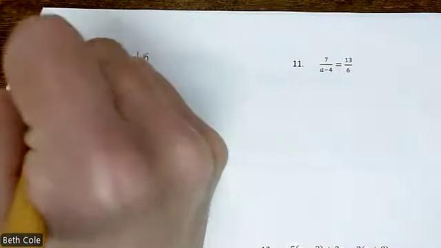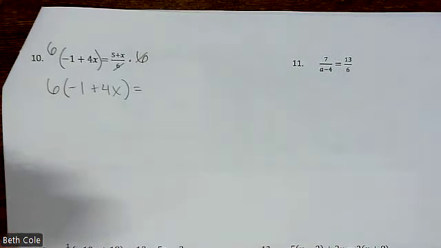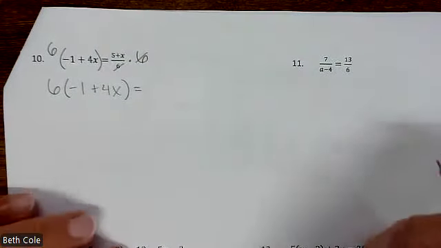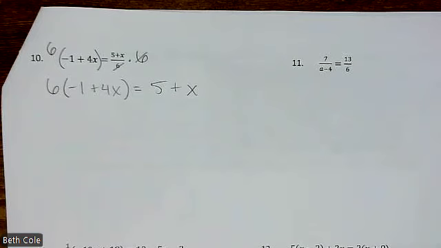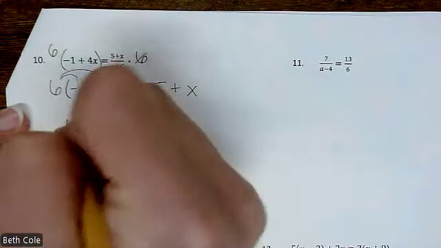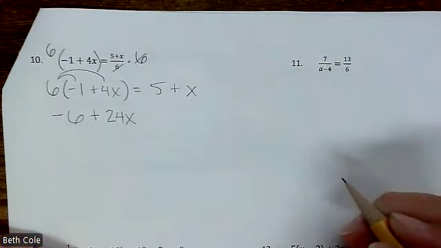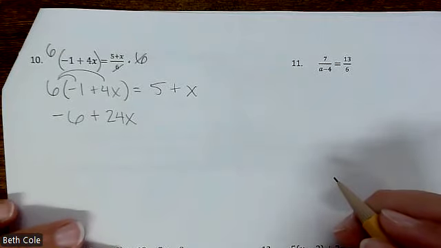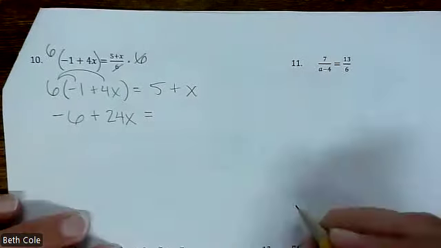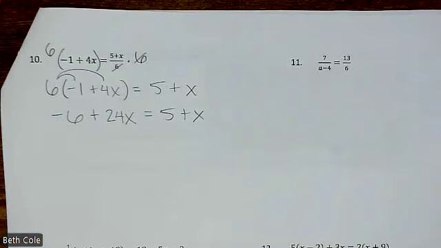So we've got 6 parentheses, all of that equals, and then what's left on the other side that I didn't cross out? Yep, 5 plus x. So we got rid of the fraction. Now what? Distribute. That is going to give you negative 6 plus 24x. Write it down as well. Understanding it is not enough. You have to write it too. Equals 5 plus x. Sometimes life is like that, and you just have to recopy what's there.